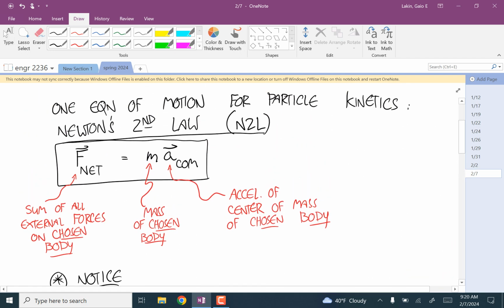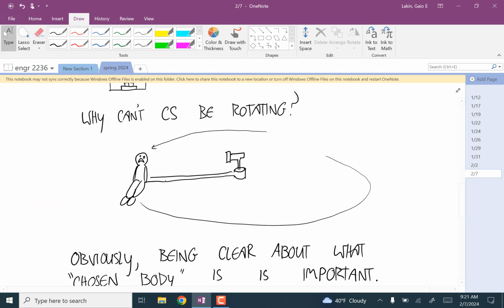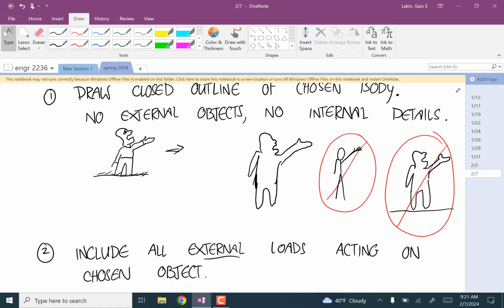Here's something maybe you've thought about, or maybe this was brought up in your physics class, but I said that Newton's second law deals with all the external forces acting on a chosen body. Why doesn't it deal with the internal forces on a chosen body? Those are still forces acting on it. And the reason is that all contact forces that happen inside that boundary come in Newton's third law pairs.